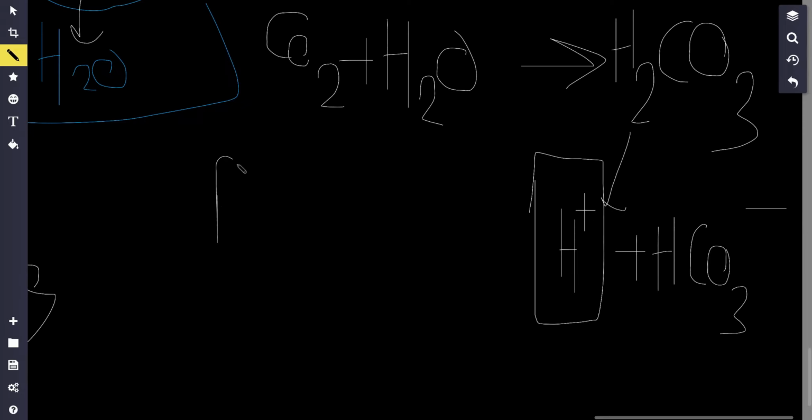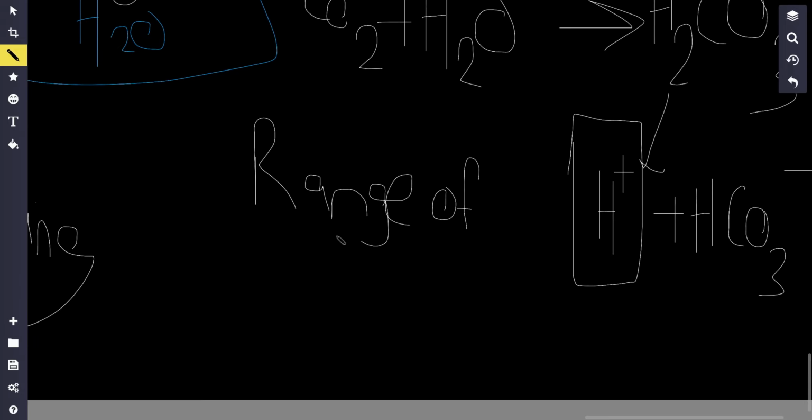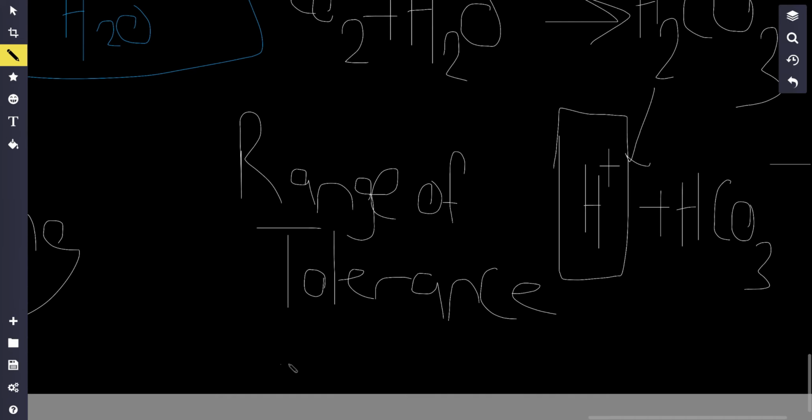And what would this do? Well, just think about the range of tolerance for organisms. A lot of organisms can only live in a certain pH range, right? So they have a range for their pH where they can live, they can reproduce, they can grow, right?